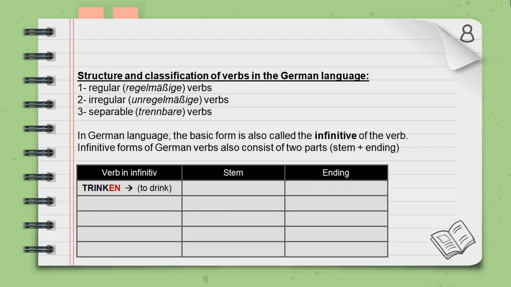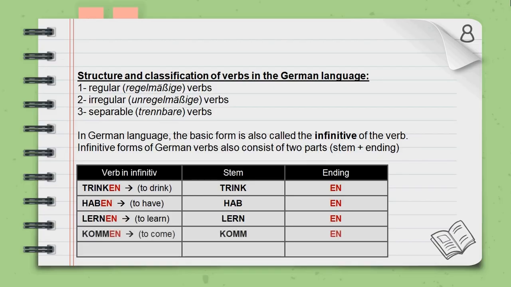For example, the verb in infinitive trinken, in translation to drink, consists of trink, the stem, plus n, the ending. Haben, to have, hab plus n. Lernen, to learn, lern plus n. Kommen, to come. And wohnen, to live. These are the easiest verbs in German for beginners.